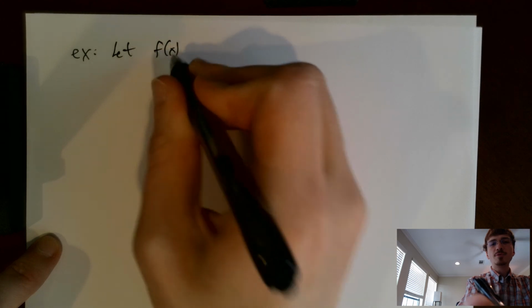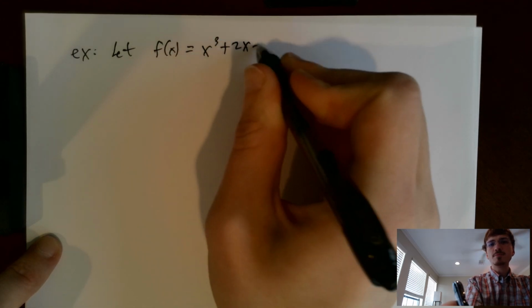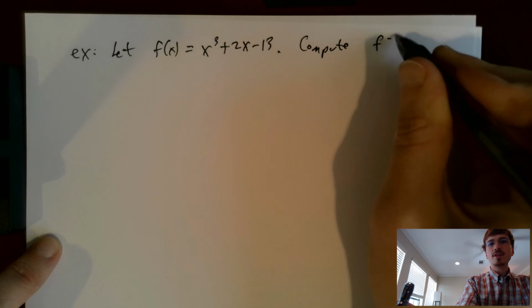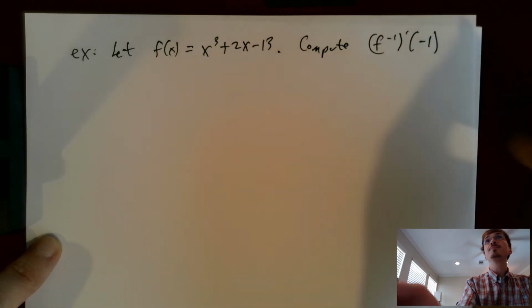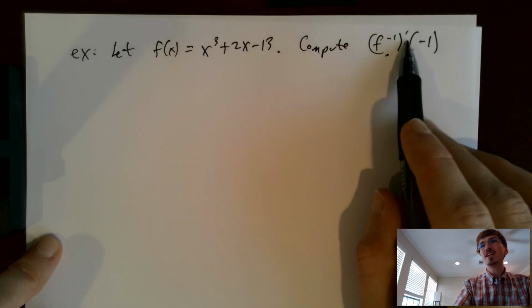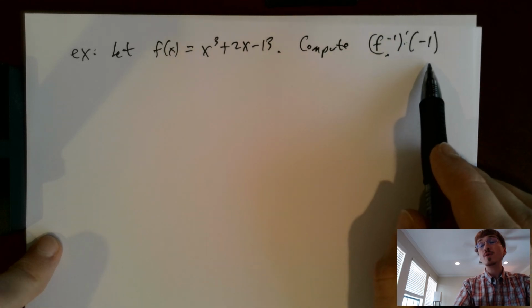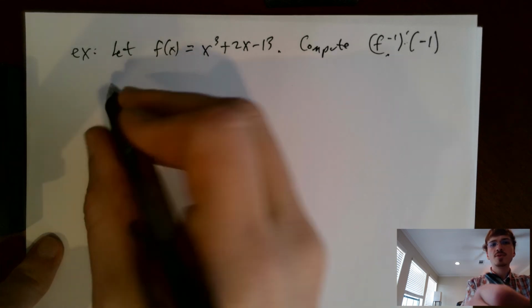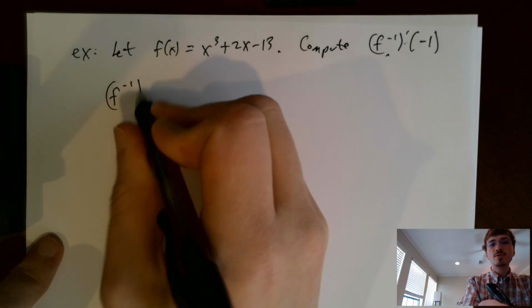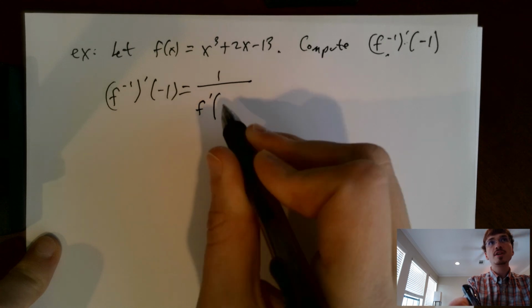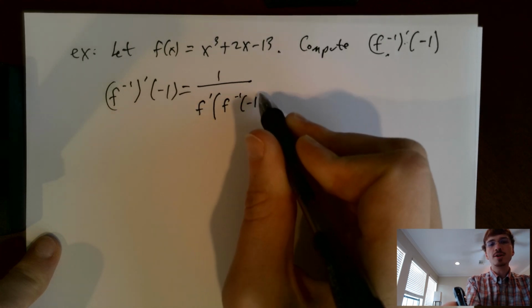Let f of x be our favorite function, x cubed plus 2x minus 13. Let's compute f inverse prime of negative 1. Remember that in this case, we can't simply compute the inverse function and then take a derivative and then evaluate at negative 1, right? If we could, then that might be easy. But in this case, we can't go and fetch the inverse function to take a derivative directly. So instead, let's use the formula that we just derived. We know that f inverse prime of negative 1 will equal 1 divided by the derivative of f evaluated at f inverse of negative 1.